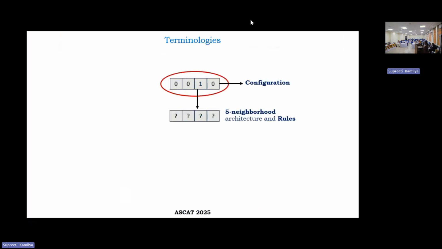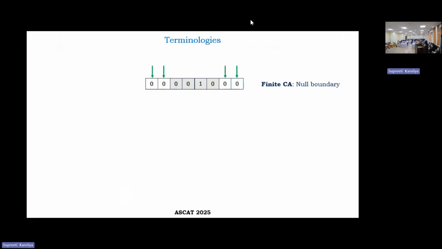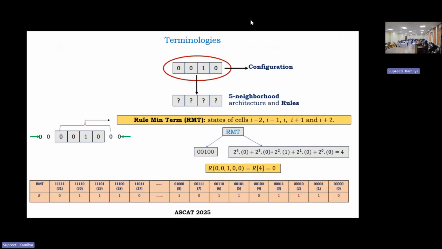And we are considering all the state values together in all cells as a configuration. Here we are mainly targeting five-neighborhood architecture, five-neighborhood null boundary CA. So how are we getting from one configuration to another configuration, where we are taking the five neighborhoods? As we are taking five neighborhoods, definitely there will be 2 to the power 5, 32 RMTs. And this is the representation of rules.